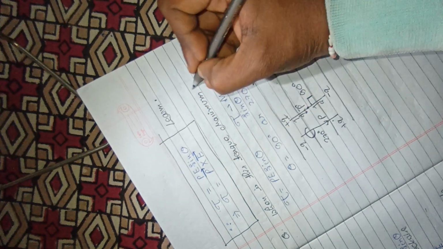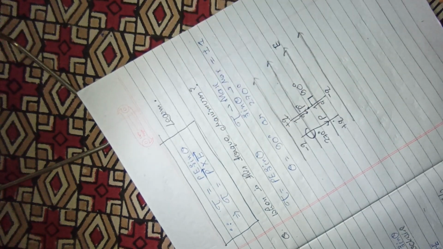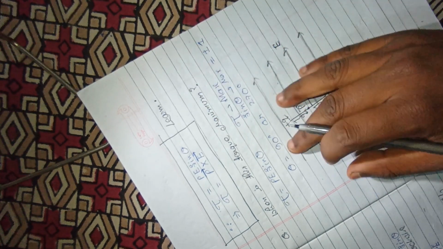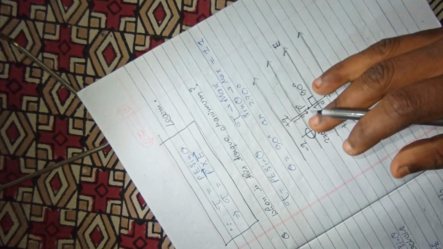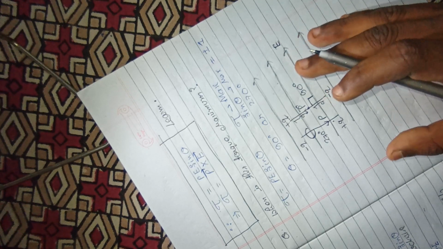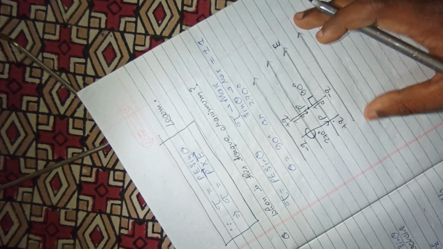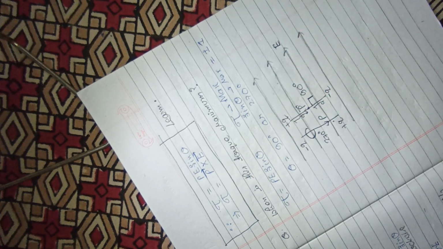This will be the case for torque to be maximum. So torque is maximum when theta is 90 degree or 270 degree. Mind it, read it, learn it. I have explained this, but I don't know how you have to learn this.